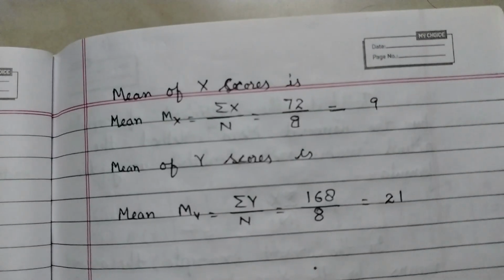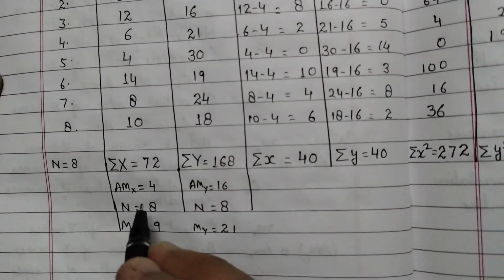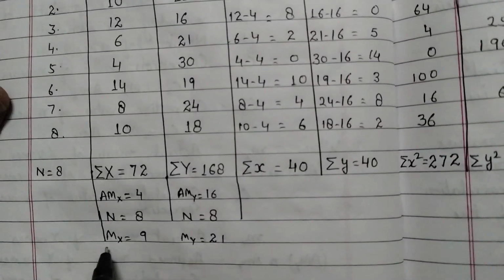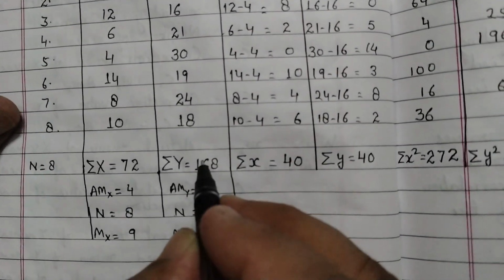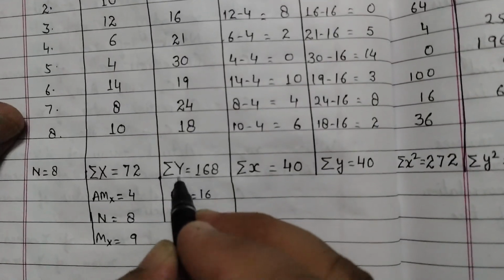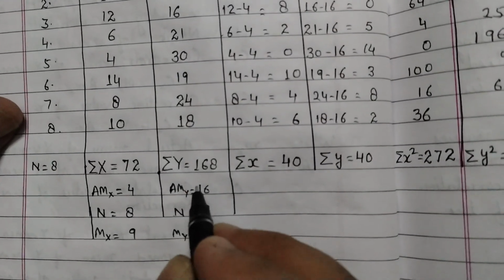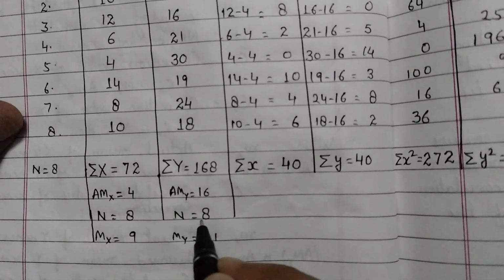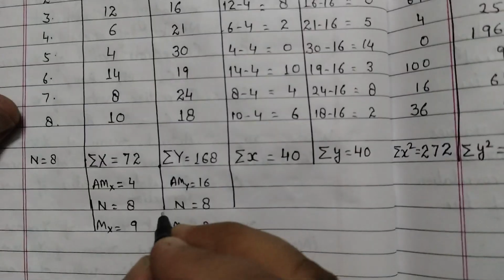So here I have written each and every value. Summation x is equal to 72, assume mean is equal to 4, number of students are 8, and mx is equal to 9 for x score. Similarly for y score, summation y is found to be 168, assume mean is found to be 16, n is equal to 8, and my is equal to 21.